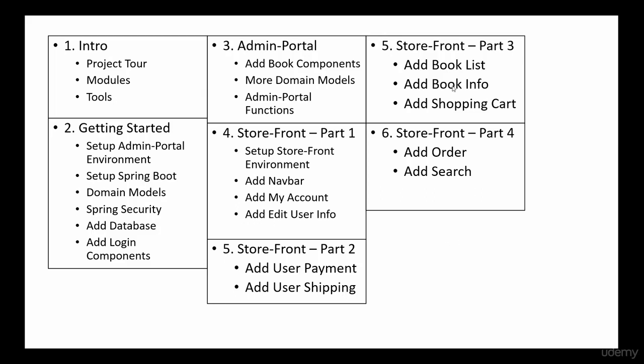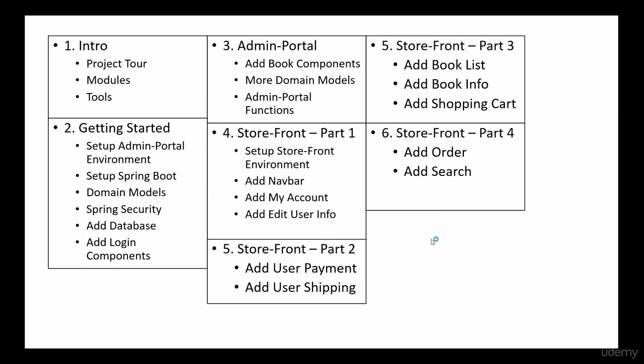And in the fifth part and sixth parts, we're gonna continue working on the storefront, okay? And we're gonna add a book list, book information, the shopping cart, and the order so that we can check out the shopping cart. Also, some of the search buttons, search functionalities. So that's a very brief, high-level overview about the different sections.